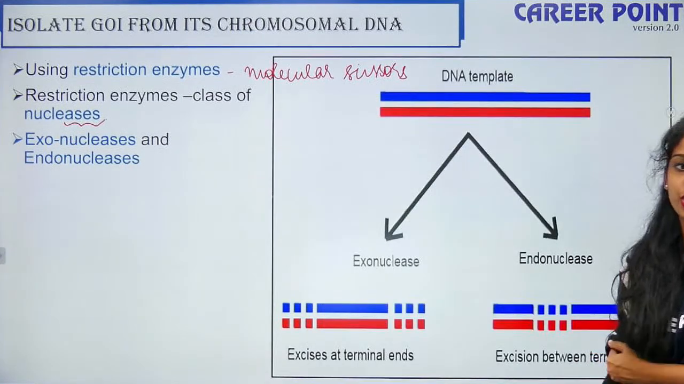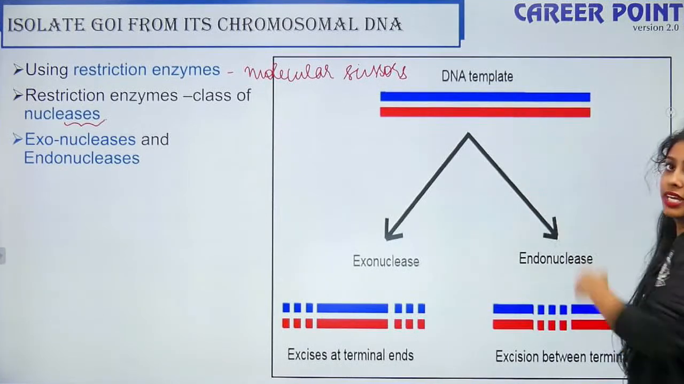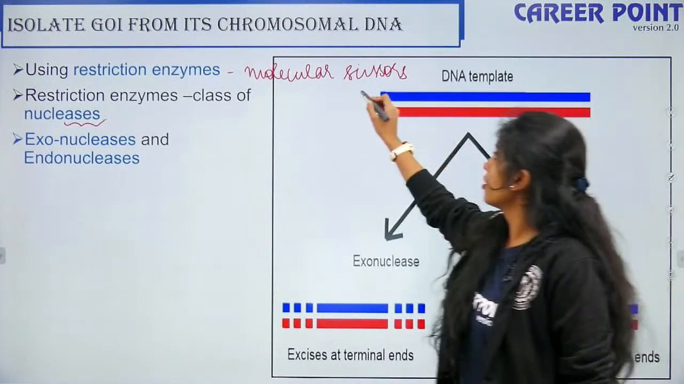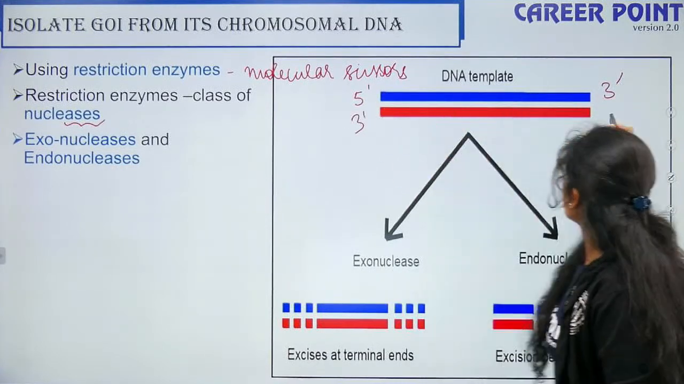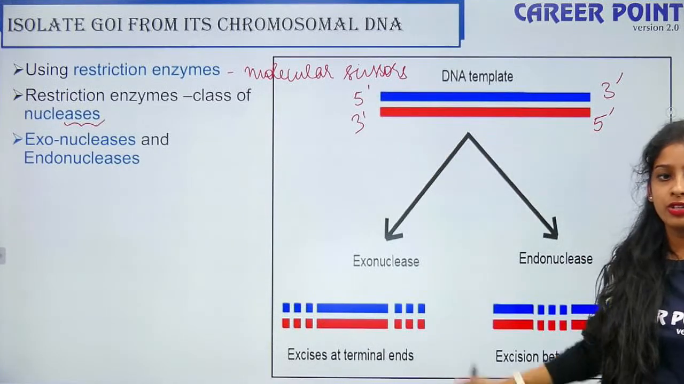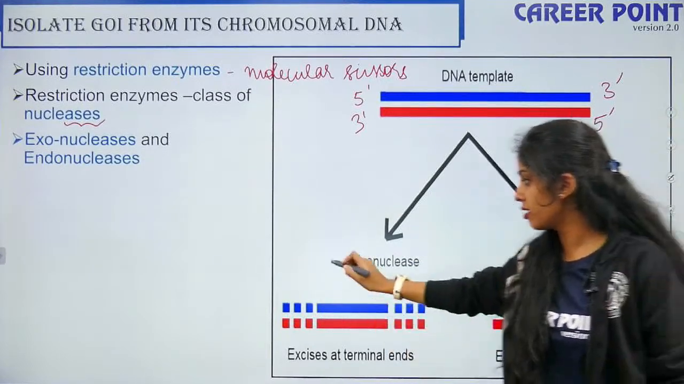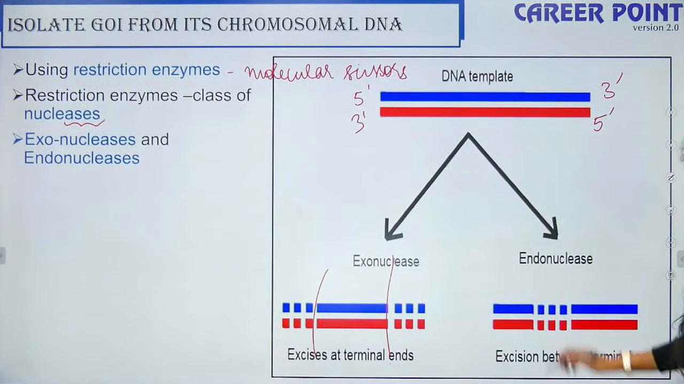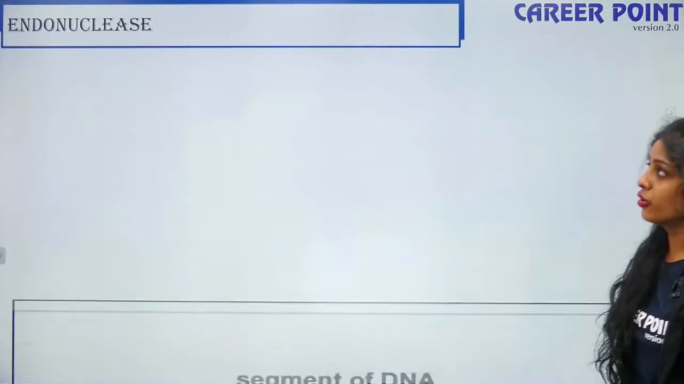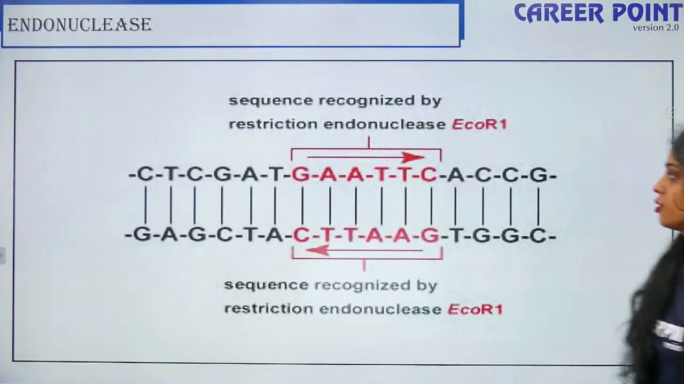So this is the picture I showed you. Look here, you have a DNA template. It is a double-stranded one. So this is from 5' to 3', 3' to 5'. Alright, so you have an exonuclease activity here, meaning it's chopping off at the ends, and here you have an endonuclease activity, it is chopping off at a particular position. Yes, so now going forward, we'll talk about endonuclease.